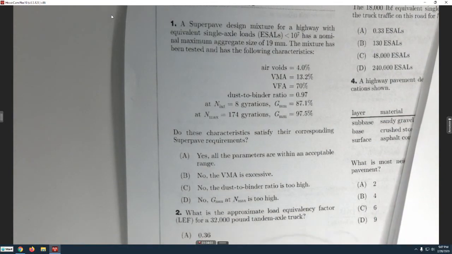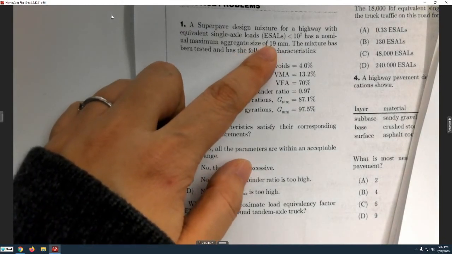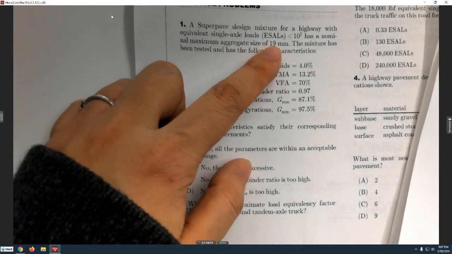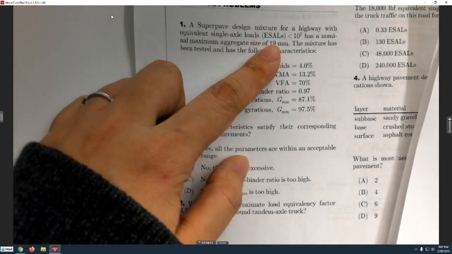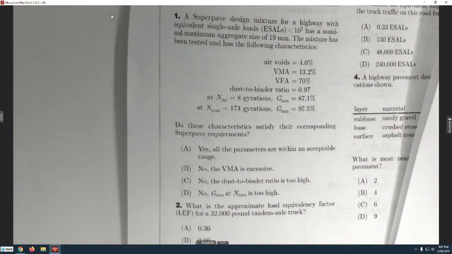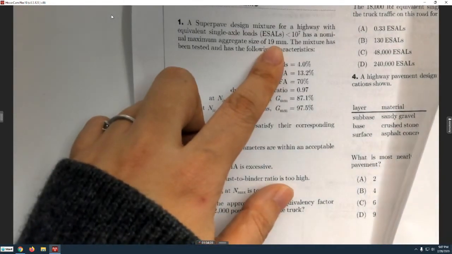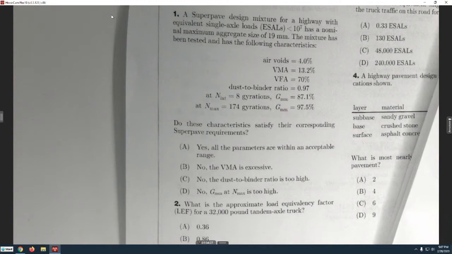So this is designed for a 19 millimeter Superpave. So let's see. So for this one, you just need to check all these tables. Let me see.